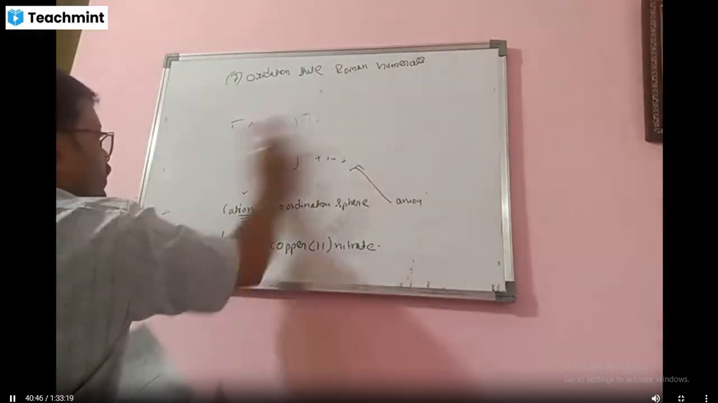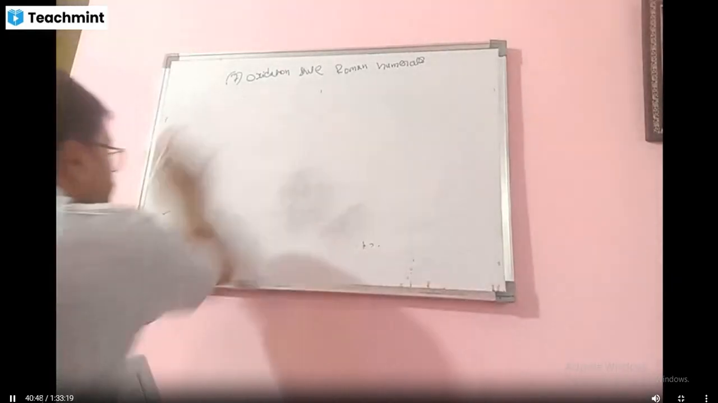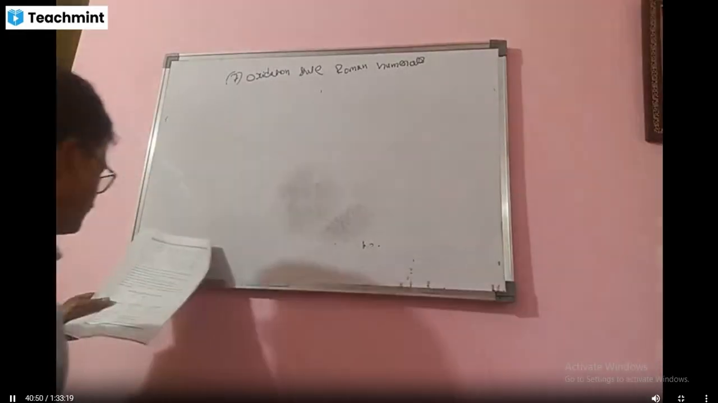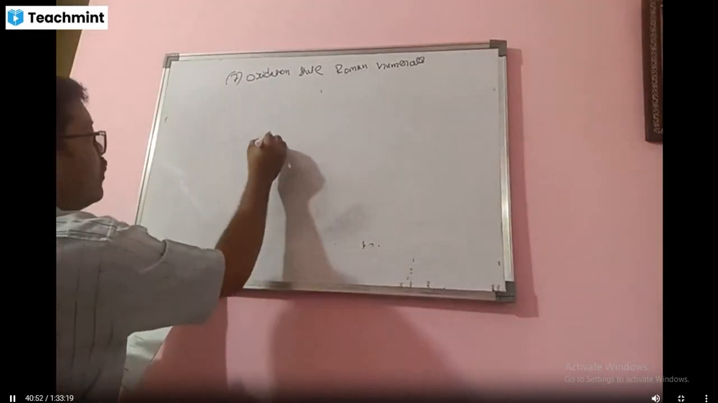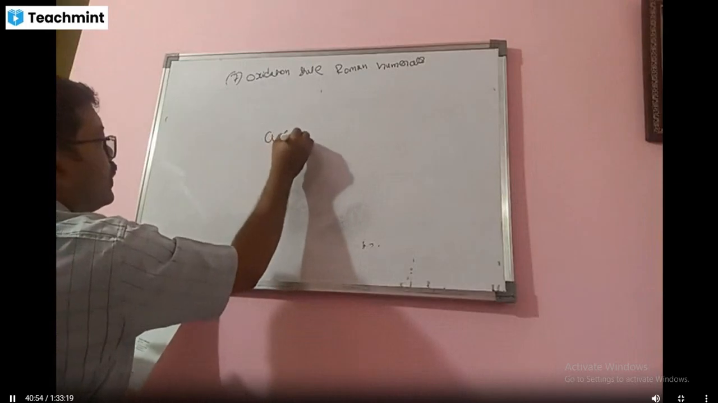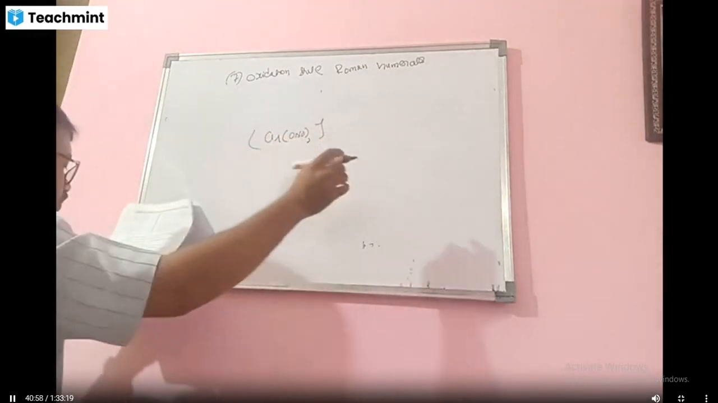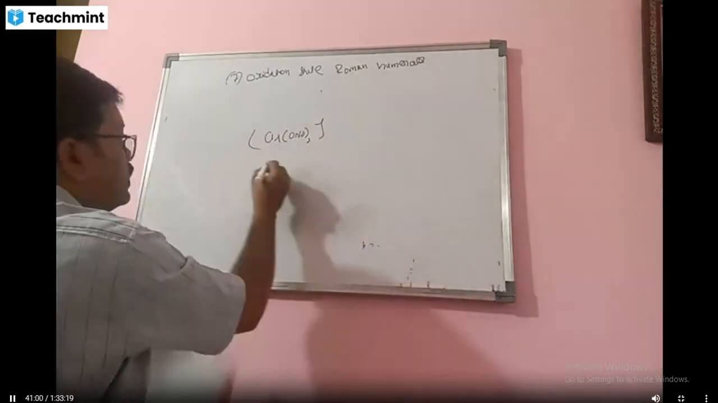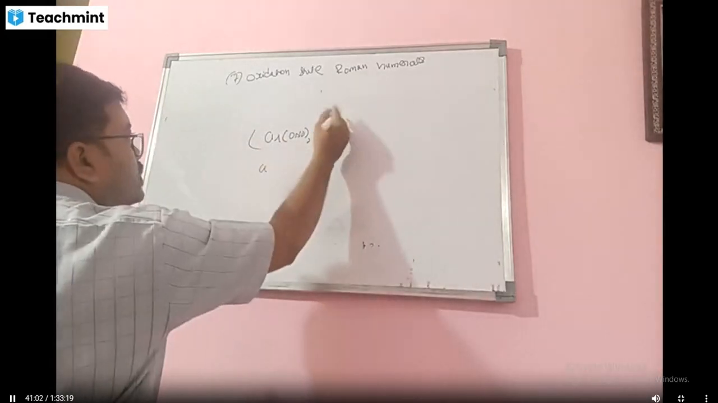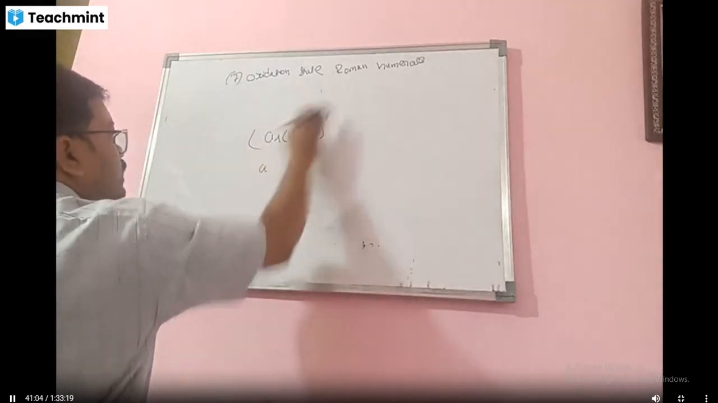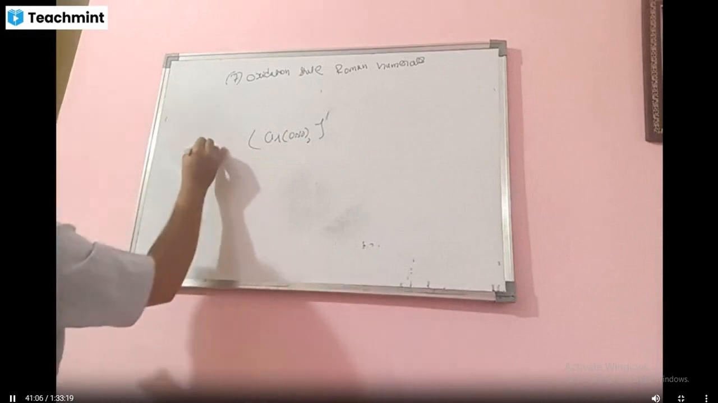Then I will take one more example, a neutral complex. Copper ONO NO2, right? Neutral complex. There is no charge here. This charge is 0. So it is a neutral complex.